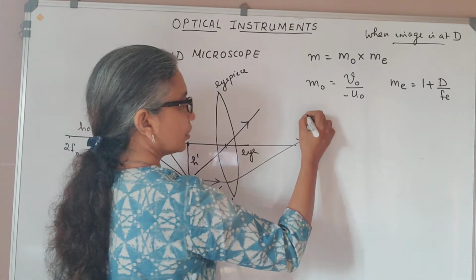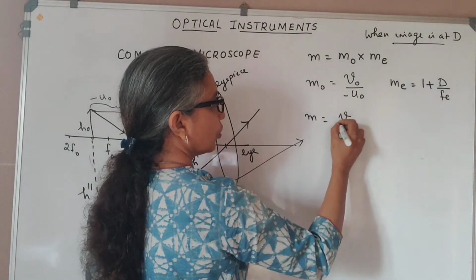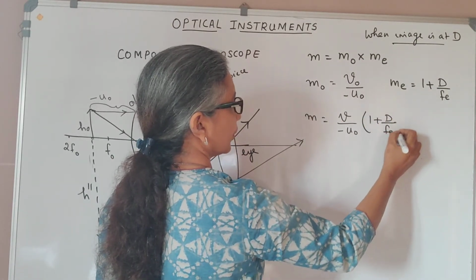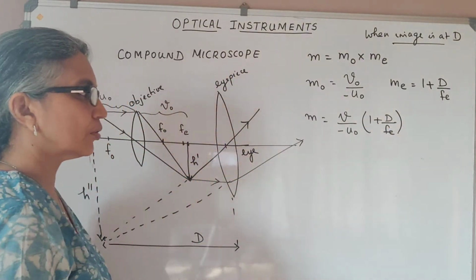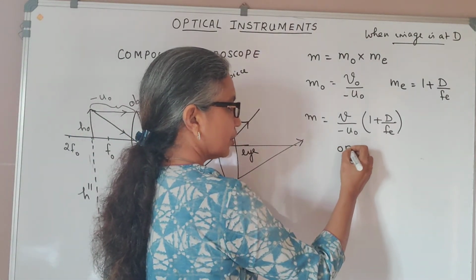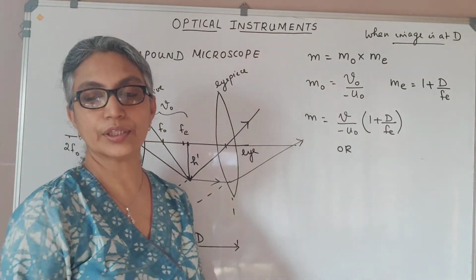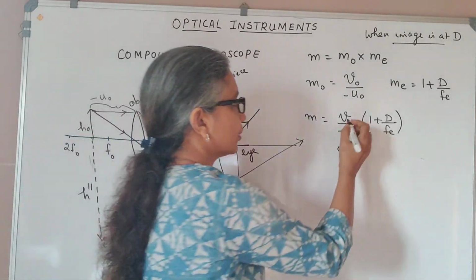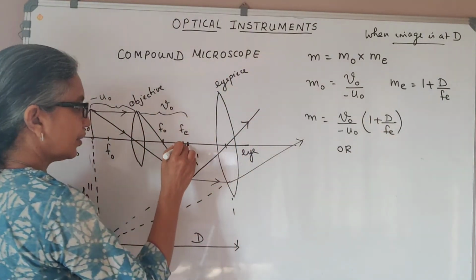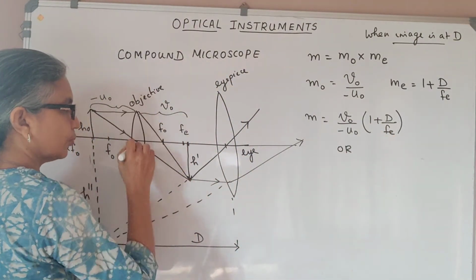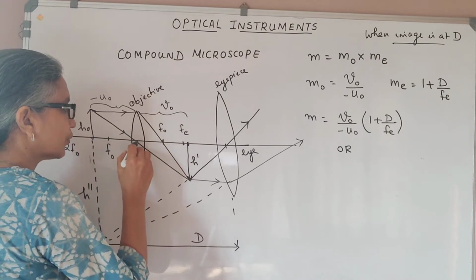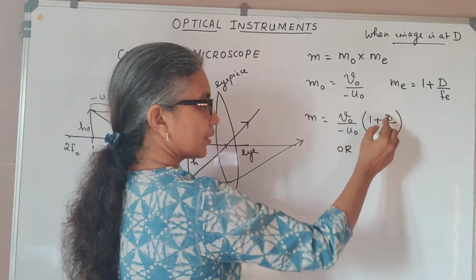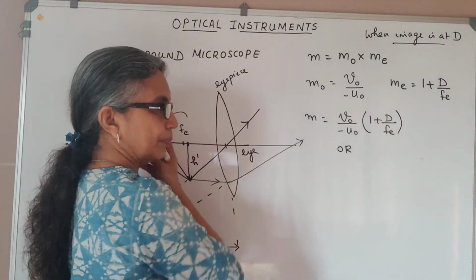So that I may write the total magnification as VO by minus UO into 1 plus D by FE. Now also we need an approximation. This is the formula that you will use when you do numerical problems, where VO is the distance of the image from the optic center of the objective, and UO is from here to the object, the object distance of the objective. And D is 25 centimeters, FE is the focal length of the eyepiece.